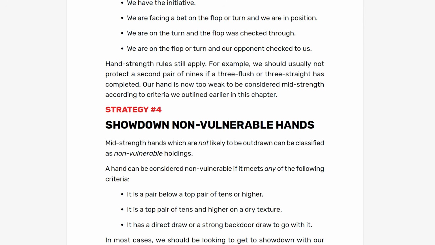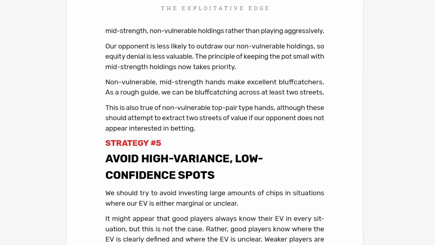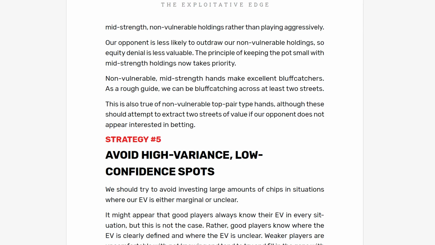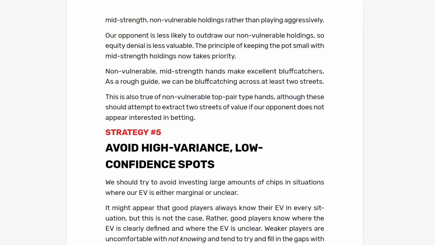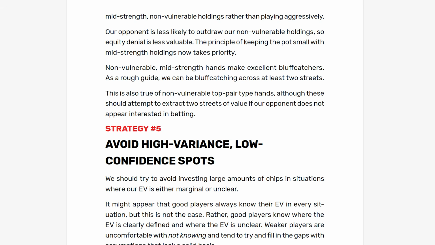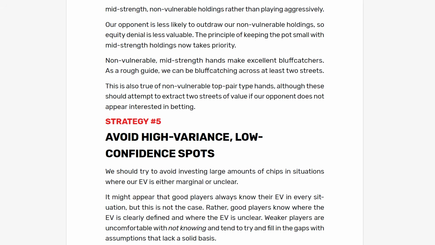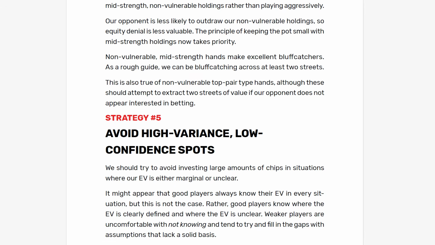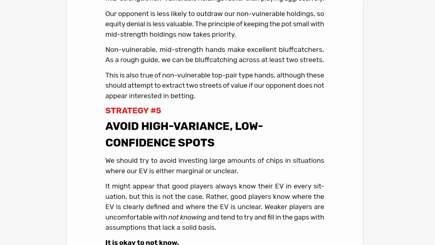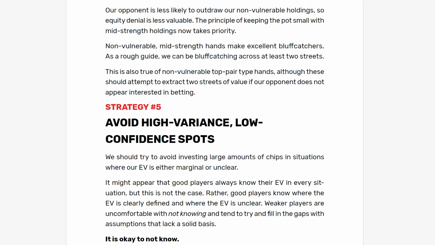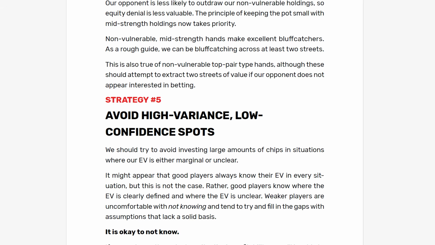In most cases, we should be looking to get to showdown with our mid-strength, non-vulnerable holdings rather than playing aggressively. Our opponent is less likely to outdraw our non-vulnerable holdings, so equity denial is less valuable. The principle of keeping the pot small with mid-strength holdings now takes priority. Non-vulnerable mid-strength hands make excellent bluff catchers. As a rough guide, we can be bluff catching across at least 2 streets. This is also true of non-vulnerable top pair type hands, although these should attempt to extract 2 streets of value if our opponent does not appear interested in betting.